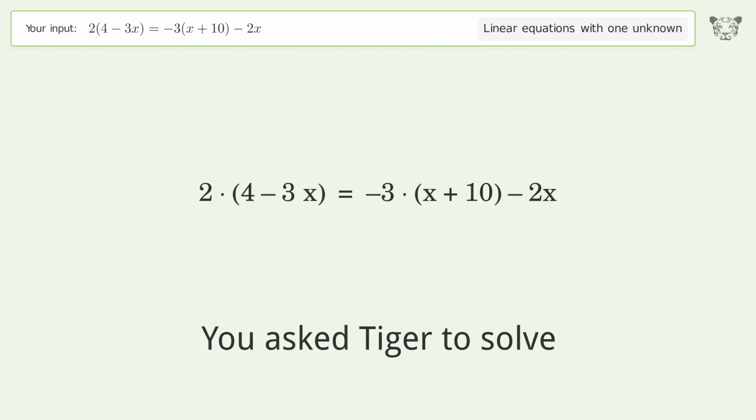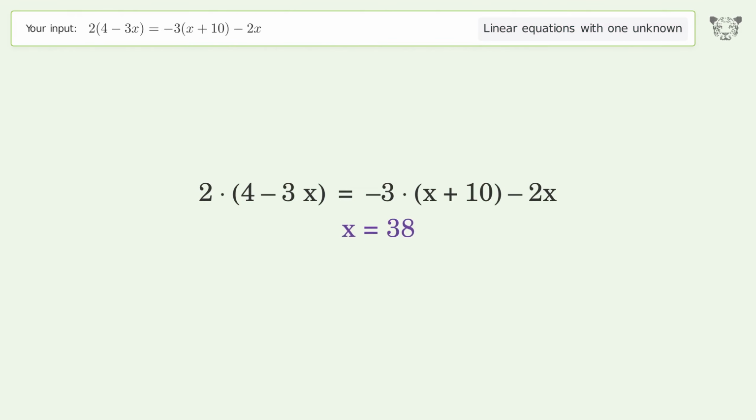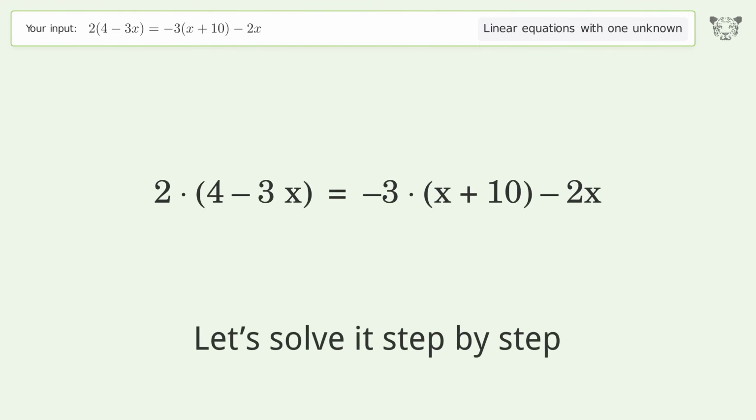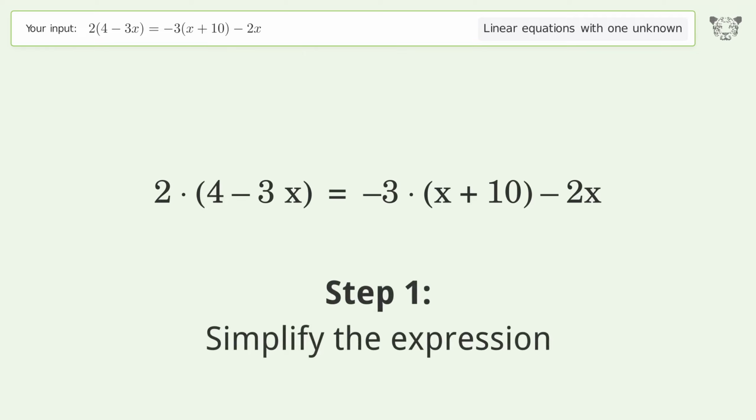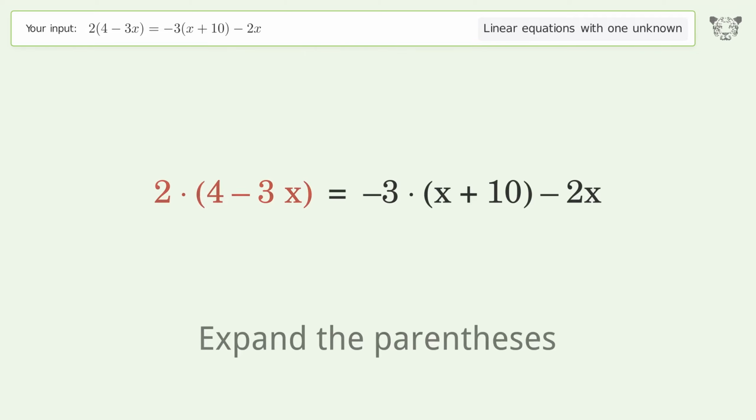You ask Tiger to solve. This deals with linear equations with one unknown. The final result is x equals 38. Let's solve it step by step. Simplify the expression. Expand the parentheses.